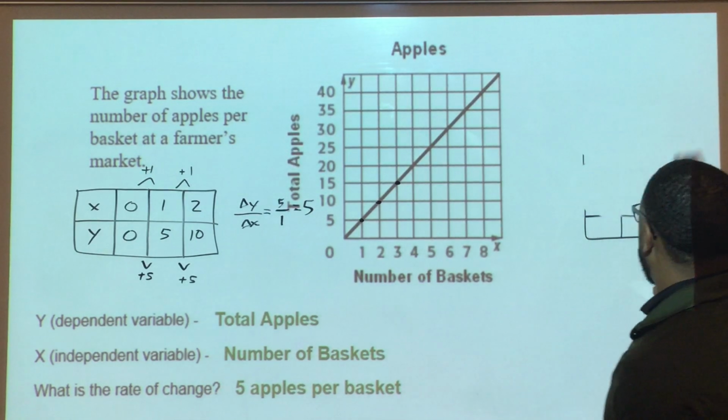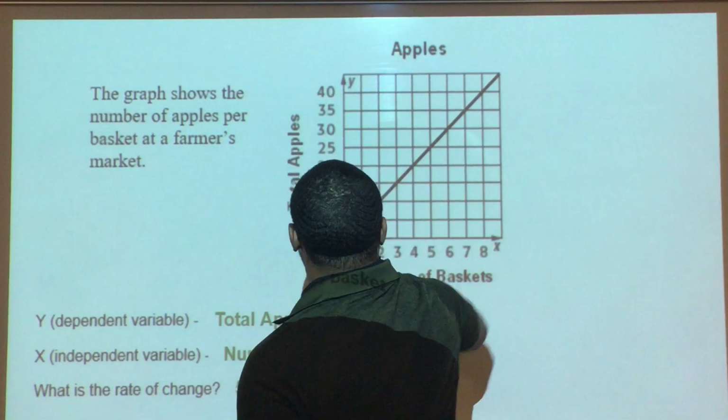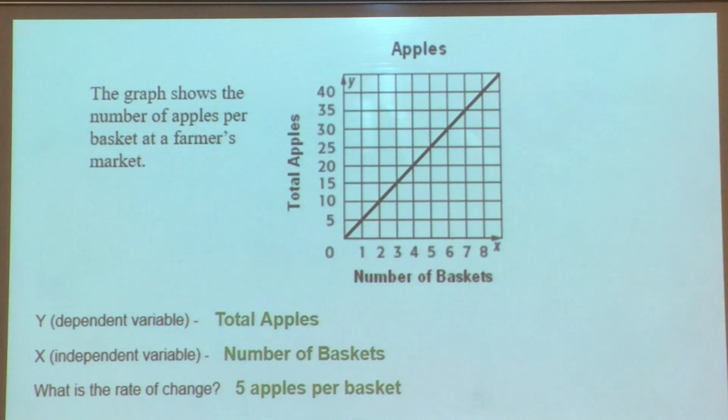All right, that does it for the rate of change unit. Hopefully this helps you out in your practice for finding rate of change.